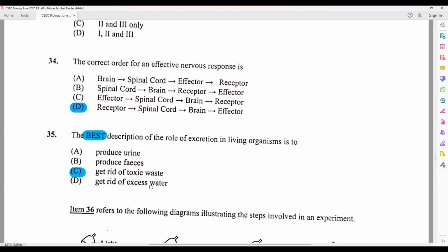Get rid of excess water. That is just part of excretion. It's not the whole thing. So the best answer, which they made sure and asked you by this capitalized word, is C.